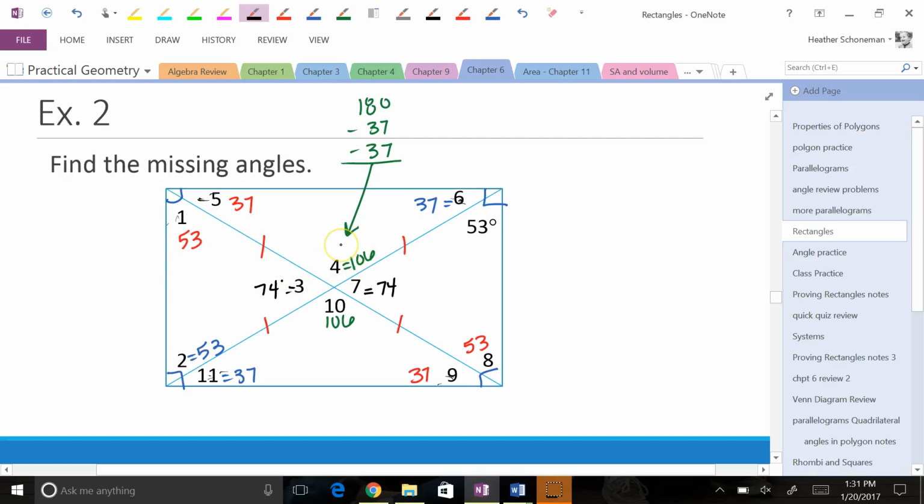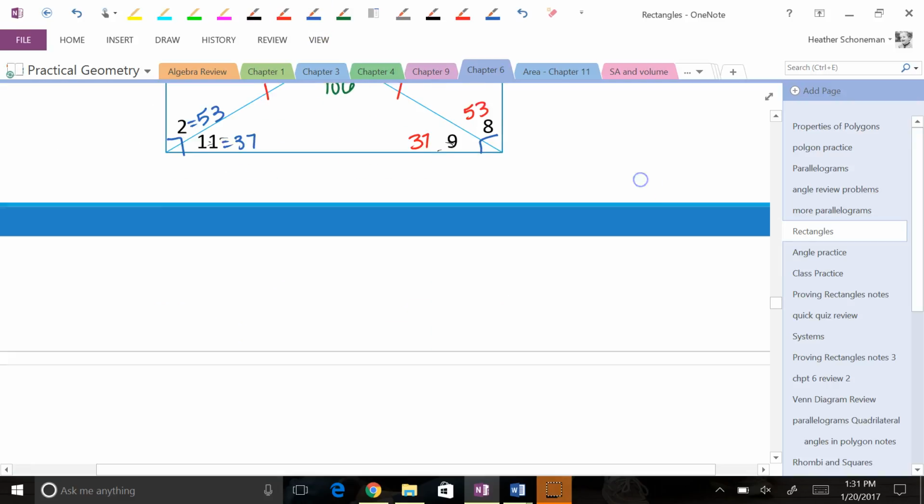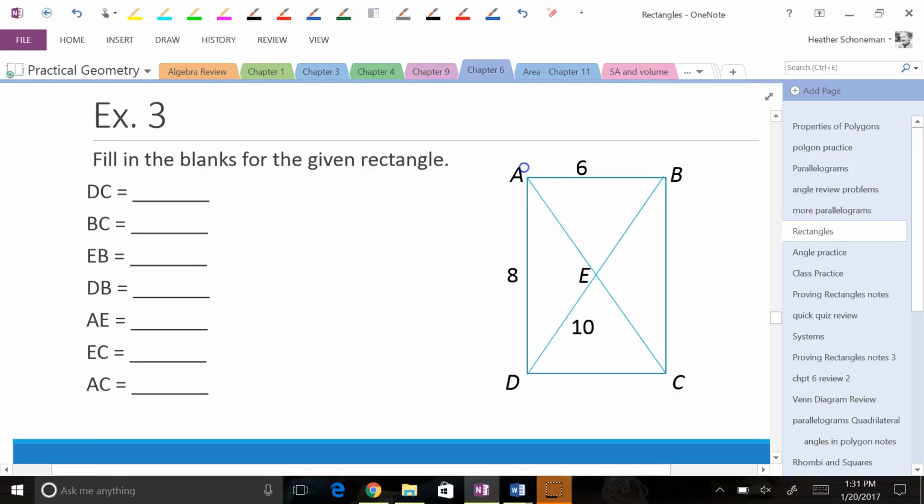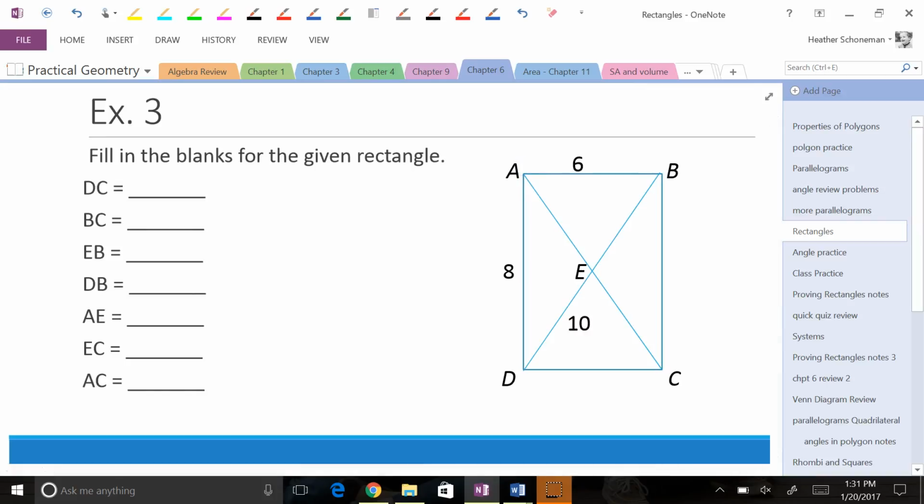Or you could say that 3 and 4 were a linear pair, and you get 74 for the other two. Okay, we'll come back and try that again. Starting to get the hang of it a little bit. All right, let's look at example 3. We need to fill in the blanks.